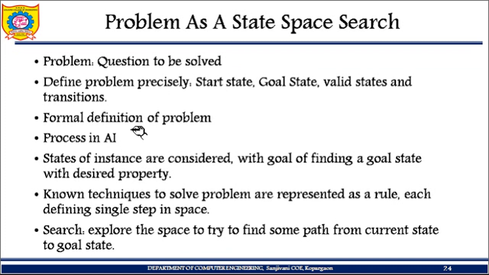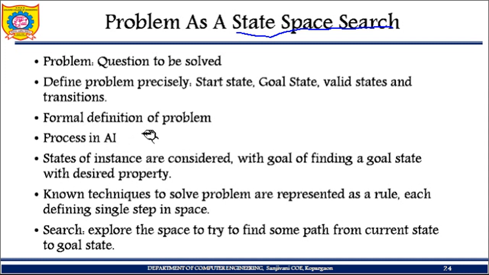Second is the formal definition of the problem. This means I represent the problem as a state space search, that is, I represent the problem formally. It is a process in AI: representing a problem as a state space search. It is the way in which you define a problem formally.